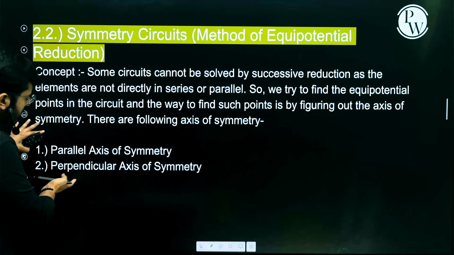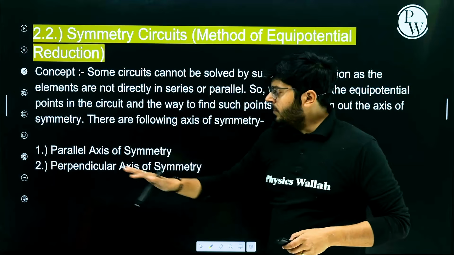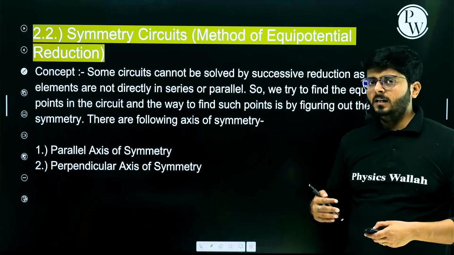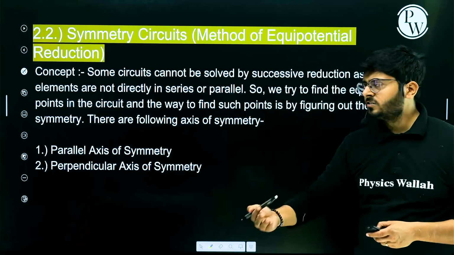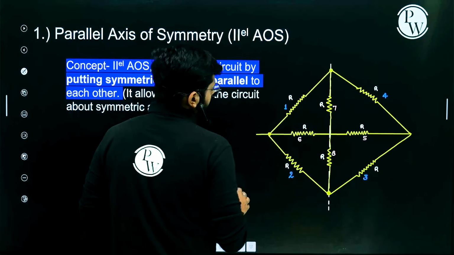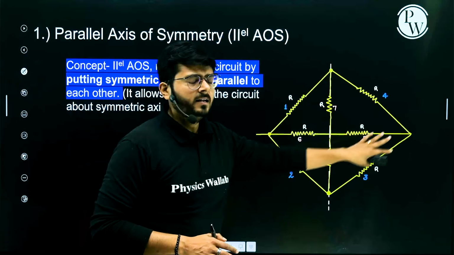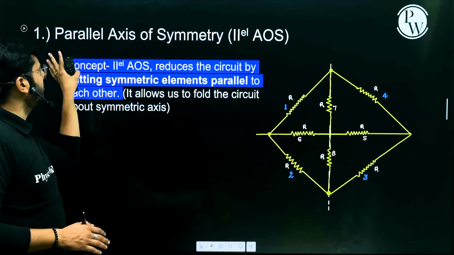we have 2 possibilities, parallel axis of symmetry and perpendicular axis of symmetry, right? With these two axes of symmetry, we can find the equipotential points and reduce the circuits in much easier ways. Have a look into this situation. Now, right now, look into this circuit, right? Look into this circuit. This is the first possibility where we have a parallel axis of symmetry.